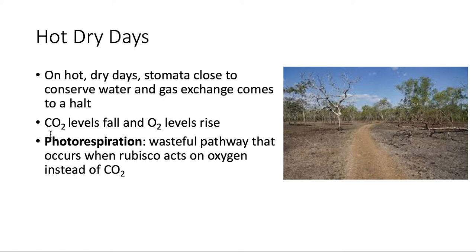A consequence is that CO2 levels fall down inside the leaves and oxygen levels rise, which is not too good for photosynthesis. And what occurs in this situation is something known as photorespiration, which is really bad for a plant. And that is not regular cellular respiration. That is a wasteful pathway. And it occurs when that enzyme we learned about, Rubisco, instead of acting on carbon dioxide, acts on oxygen and is super wasteful and not helpful to the plant.